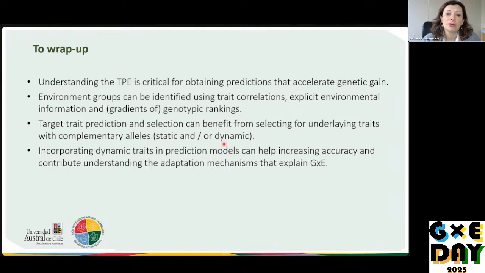Environment groups can be identified using trait correlations, explicit environmental information, and gradients of genotypic rankings, for example, using splines. Target trait prediction and selection can benefit from selecting the underlying traits with complementary alleles, looking at static traits or also at dynamic traits. Incorporating dynamic traits in prediction models can help increase accuracy and contribute to understanding the adaptation mechanisms that explain G/E. But then again, we need to understand in which environments it works and in which it doesn't, because it's always a bit environment dependent, and that's the challenge: to understand when it will work and when it won't.